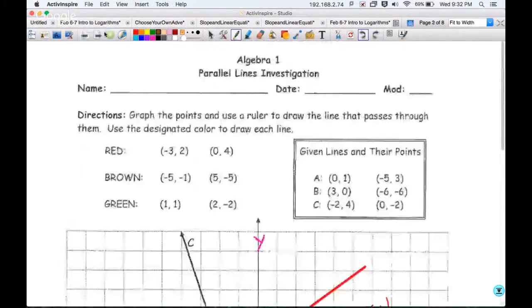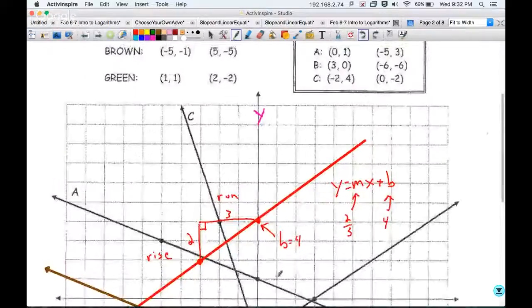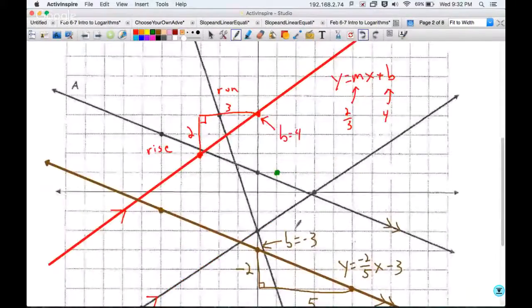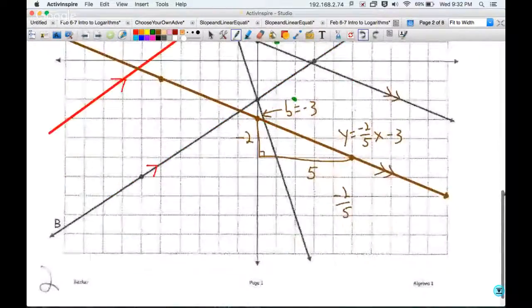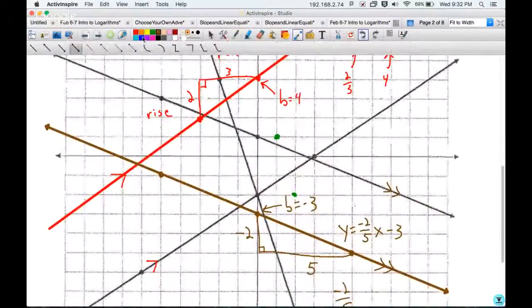All right, one more line. We'll do this one just a little bit quicker. The green line, my first point is at 1, 1, so over 1, up 1. My second point is at 2, negative 2, over 2, down 2, right there. And now let's connect that up with a straight line. Then a green line, do our best to go through those 2 points.